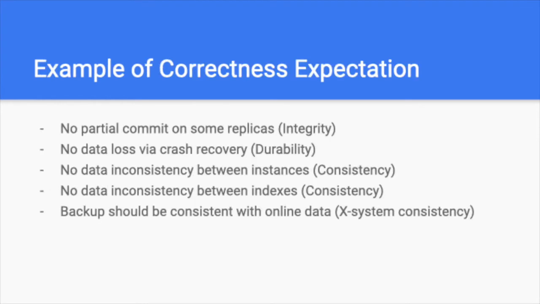If that's still too abstract, here's a list of concrete examples of how we expect correctness to be presented and guaranteed by a relational database implementation such as MySQL. Some obvious things: we don't want a database to persist a partial commit on some of the record replicas, which is a basic expectation for integrity. And also, via crash recovery, we want zero data loss, which guarantees the durability of the database system.